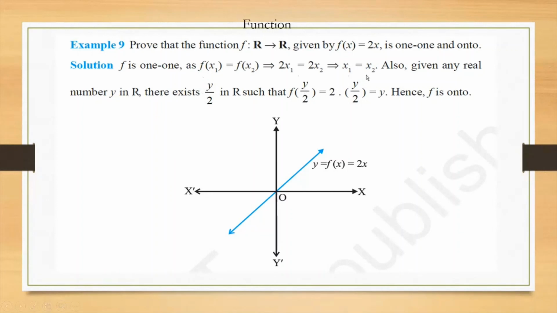f of x is double that of x. So f of y by 2 is double that of y by 2, or 2 into y by 2. So that is y, right? 2 into y by 2 is y. So if you take any y in R, there exists x, we take small x as y by 2, such that f of x equals y. So that function is onto. So this is 2x. If we take any parallel line, it is 1-1, and it is also onto.